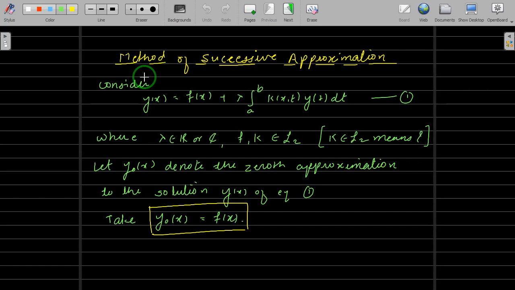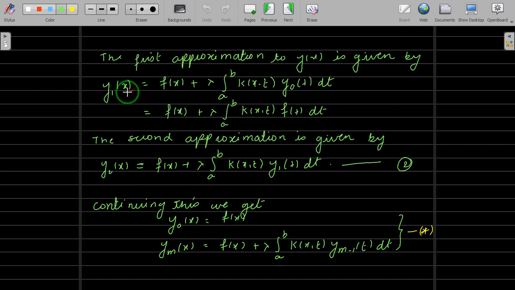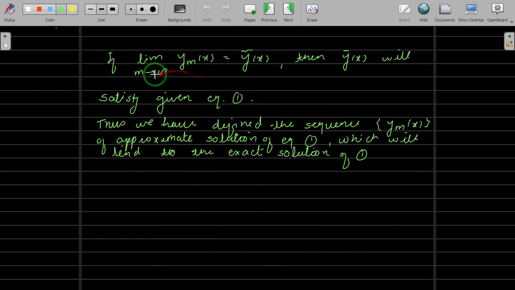Okay, so in the previous video, we have seen the method of successive approximation, and for that, we have approximated y of x starting from y0. So y0 of x we have taken as f of x, and then we have taken y1, which depends on y0, and y2, which depends on y1, and so on. So ym depends on ym minus 1, and when you take the limit, if it exists, then that will satisfy your equation 1 and you will get the solution.